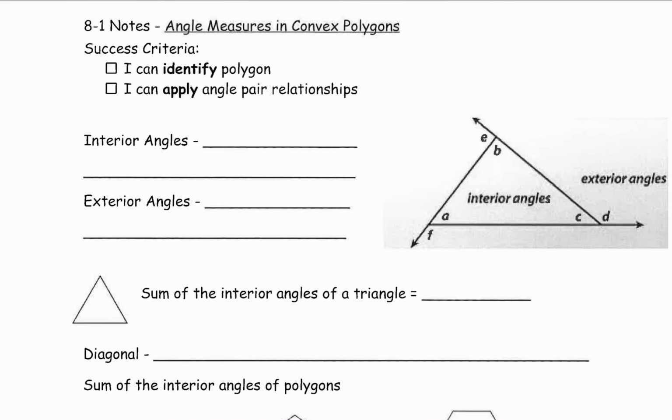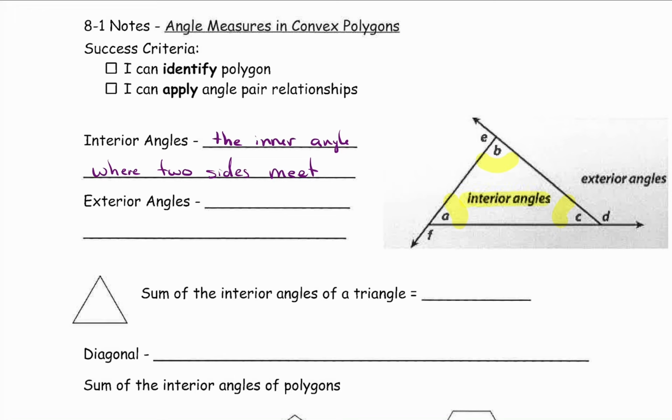All right, guys, today we're going to go ahead and talk about the angle measures in convex polygons. So we're going to start off talking about the difference between interior and exterior angles. The interior angles of a polygon are the inner angle, so they're the inner angle where two sides meet. Okay, so when we're looking at the inner angles, we're talking about A, B, and C are those inner angles, okay?